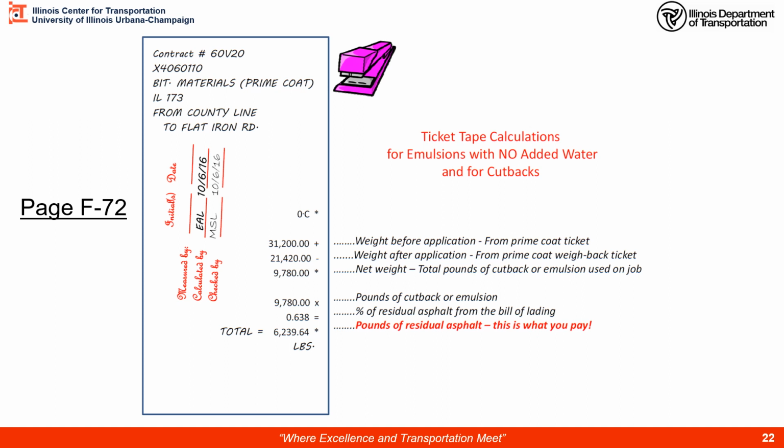And then we need to take our factor for the percent of residual asphalt from the bill of lading. In this case, it was 0.638. So it's just a simple multiplication. And then that's how many pounds of residual asphalt that was applied to the roadway. And that's what our pay is.